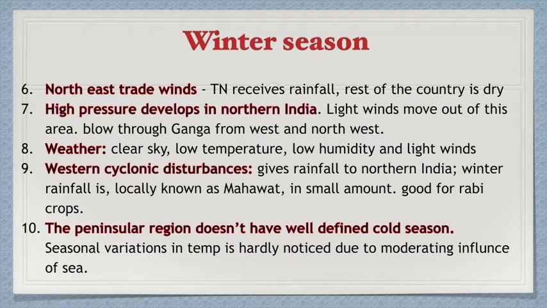Western cyclonic disturbances are one of the important parameters that give rainfall in northern India. In winter, this rainfall is locally known as Mahawat. Though it is a very small amount, it is good for rabi crops. Then peninsular India doesn't have a well-defined cold season due to its proximity to the sea. Seasonal variations and diurnal variations in temperature are hardly noticed in peninsular India.